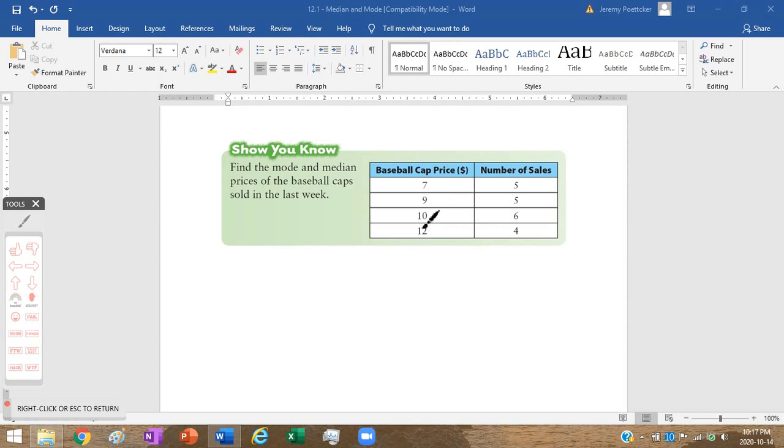Mode is the one with the most, using my frequency table. Mode is 10. And if we look at this here, we've got 5 plus 5, that's 10 caps at either 7 or 9, and another 6 plus 4, so another 10 at either 10 or 12. And so the middle is going to be right in the middle between 9 and 10. So the median price of baseball caps sold in the last week is going to be $9.50. And once again, the mode is going to be 10.